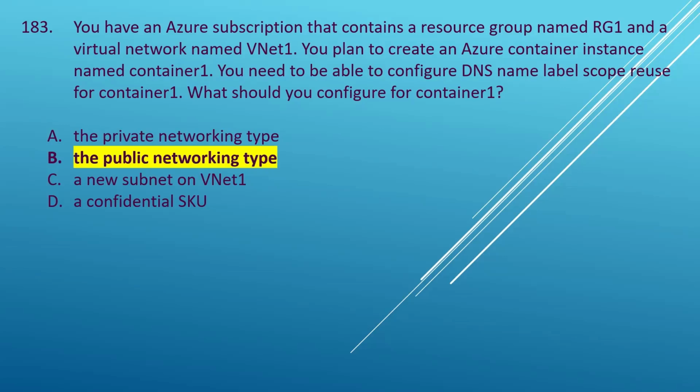Public networking type allows you to assign a DNS name label to the container instance that is globally unique within Azure, and it's accessible from the internet. This is typically used when you want to expose a service hosted in a container to the public.